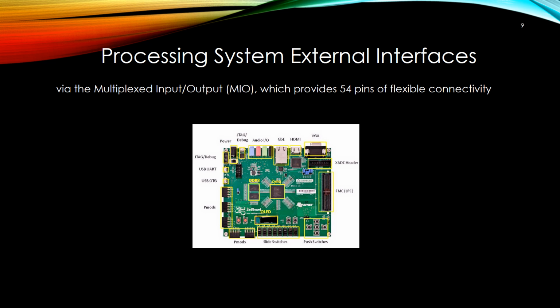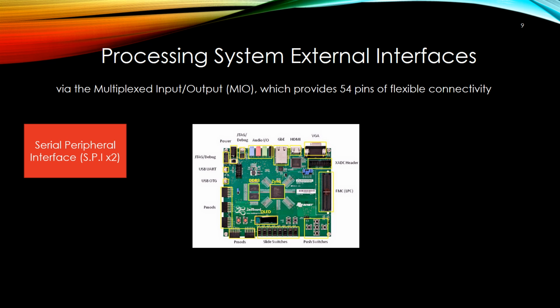Let's talk about the second part of the processing system, PS, the external interfaces. Communication between the PS and external interfaces is achieved primarily via the multiplexed input-output, MIO. It provides 54 pins of flexible connectivity, meaning that the mapping between peripherals and the pins can be defined as required. The available I/O includes standard communication interfaces and general-purpose input-output, which can be used for a variety of purposes, including simple buttons, switches, and LEDs.